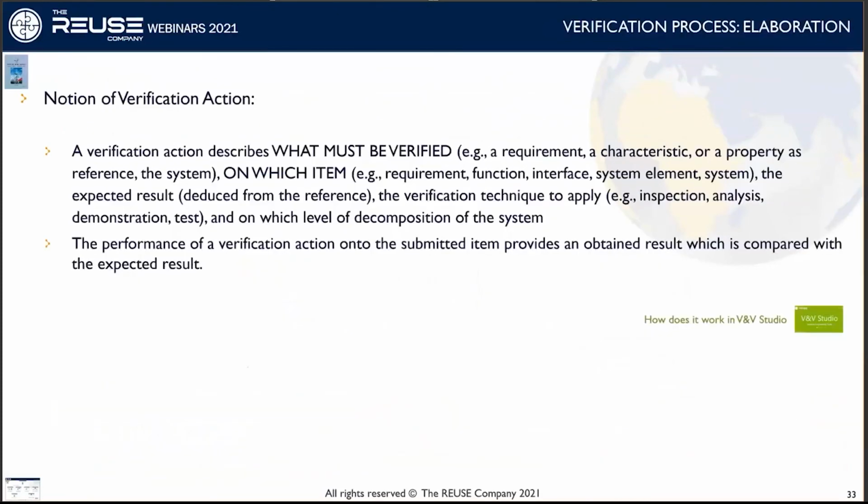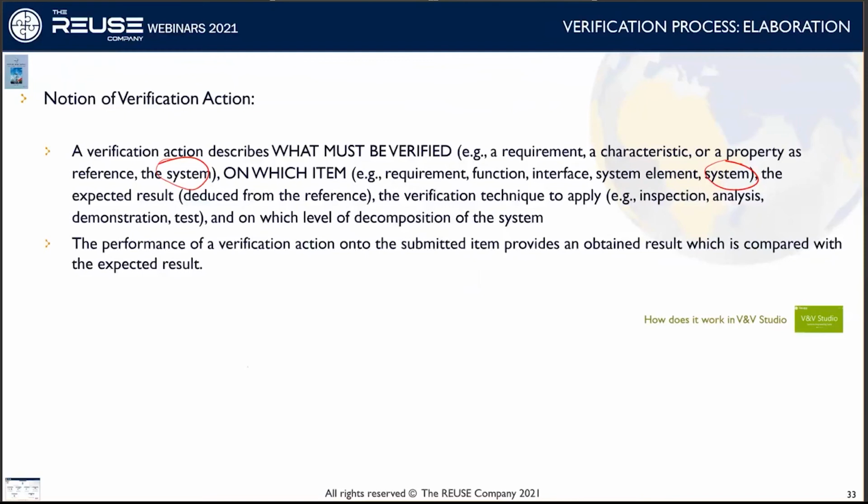The notion of a verification action describes what is to be verified, mainly on which item. That's why I just put the system here, because then you can select which way you would like to work. The expected result, what you are going to verify, the verification technique to apply, and on which level of the composition of the system you're going to work. And of course, you also have to include the obtained result. So you have the expected result, and then you have to get, record, put, or calculate the obtained result of the verification action.